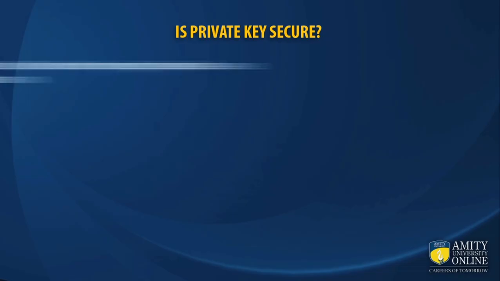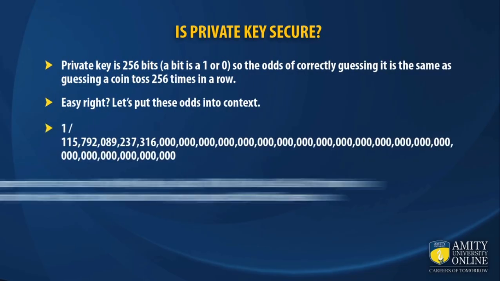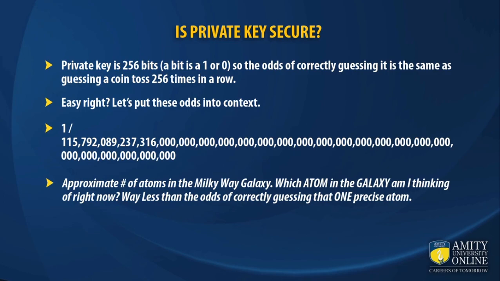Now since we know that a private key is a combination of 256 bits, that means it is a combination of 256 zeros and ones. Is it possible to brute force and find someone's private key? Now let's come to the probability. The probability that someone will find your private key is the same as someone guessing a coin toss 256 times in a row, which is practically impossible to do.